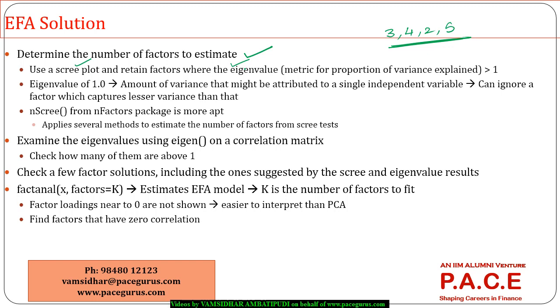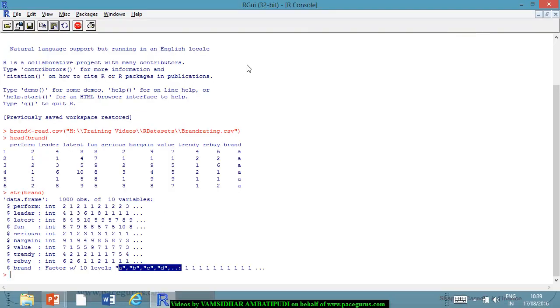Once I do a PCA, or a factor analysis, first let me do a PCA to start with. So I'll call it brand PCA. I'll do prcomp, and I'm giving brand. I don't need all the columns, so I'll remove the 10th column. First thing is I should have actually done the scaling of the data as well.